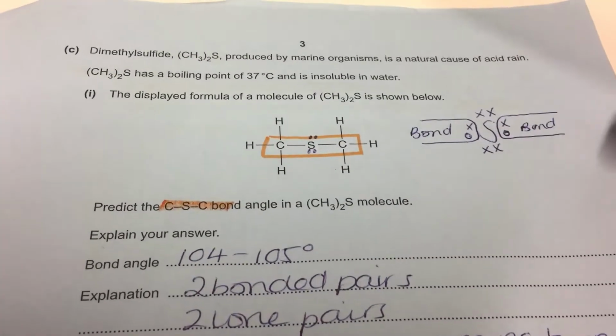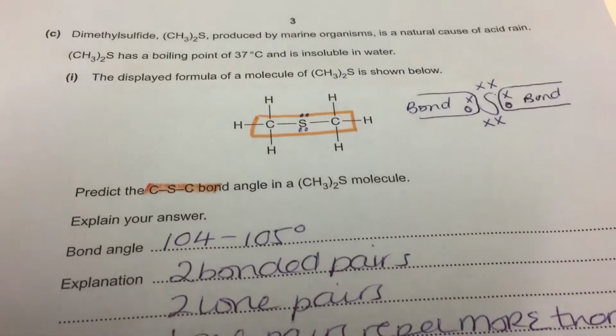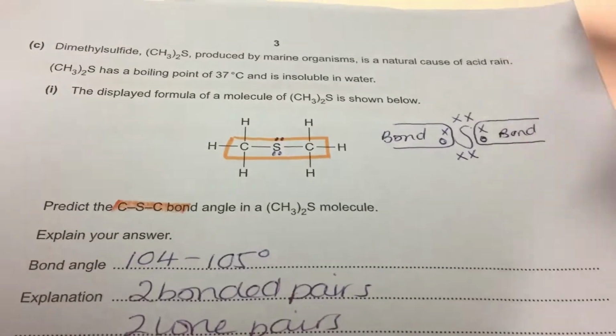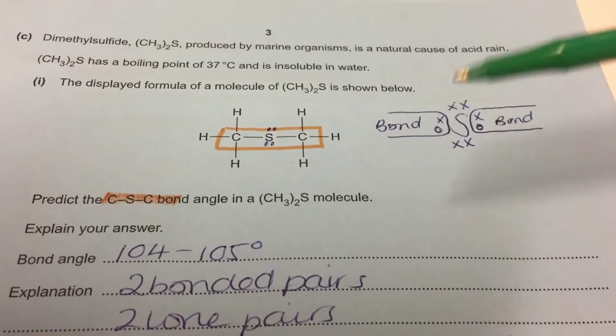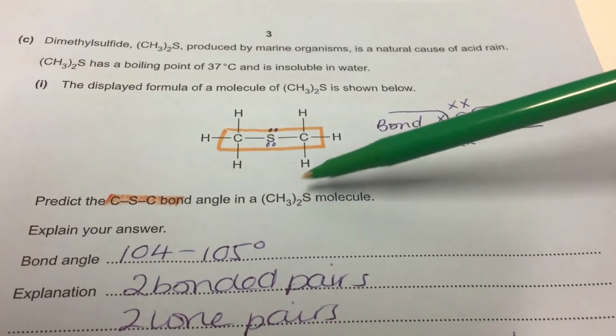Okay, question 3 is giving us a substance that the majority of us will not have come across before. So at first glance it does look like a complicated question, but actually it isn't. The first thing that you need to do is to look at the bonding. So it's asking us to predict the CSC bond angle in this substance.